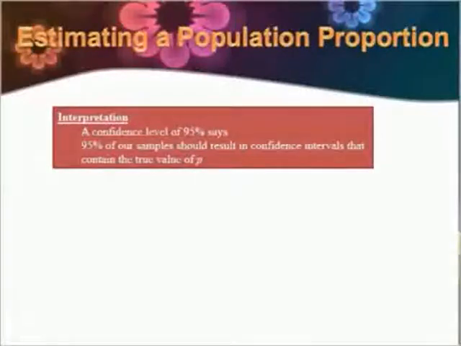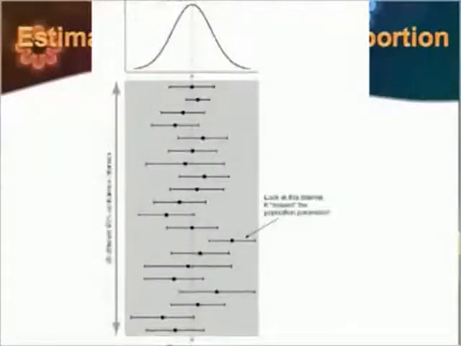A confidence level of 95% says 95% of our samples should result in confidence intervals that contain the true value of P. So for example, in this case, I have my population mean, and I take samples and get intervals that I am 95% sure, or rather 95% of the time, my samples will contain that actual population mean value. But every once in a while, I'll take a sample and calculate an interval that does not contain the population parameter.